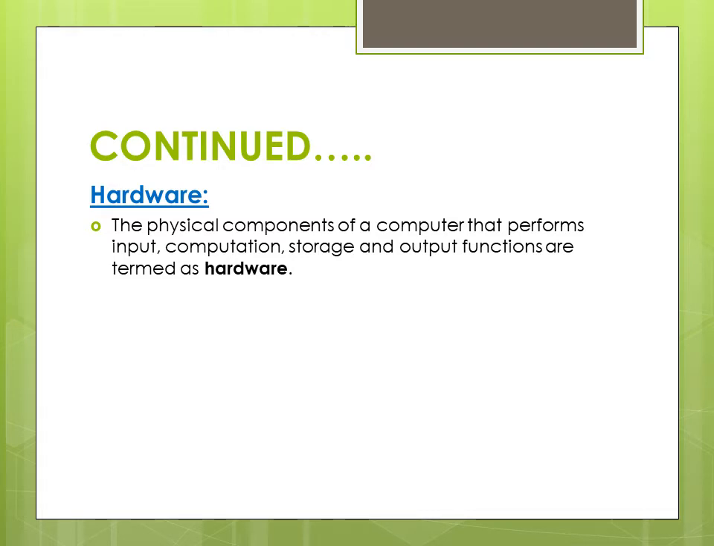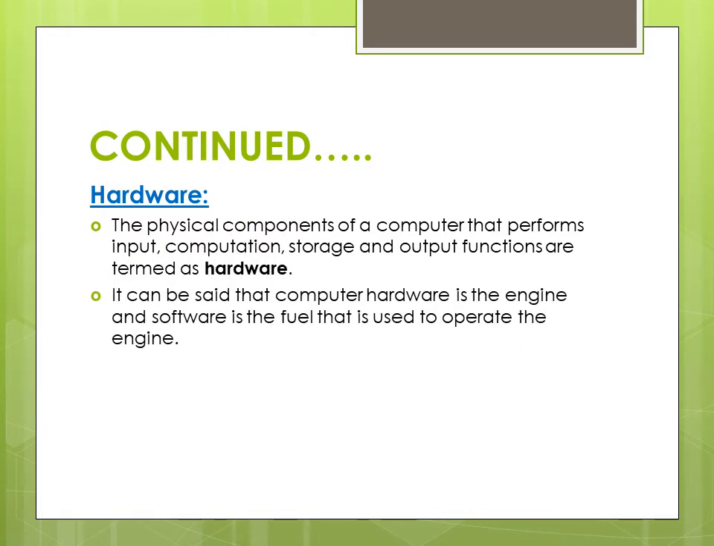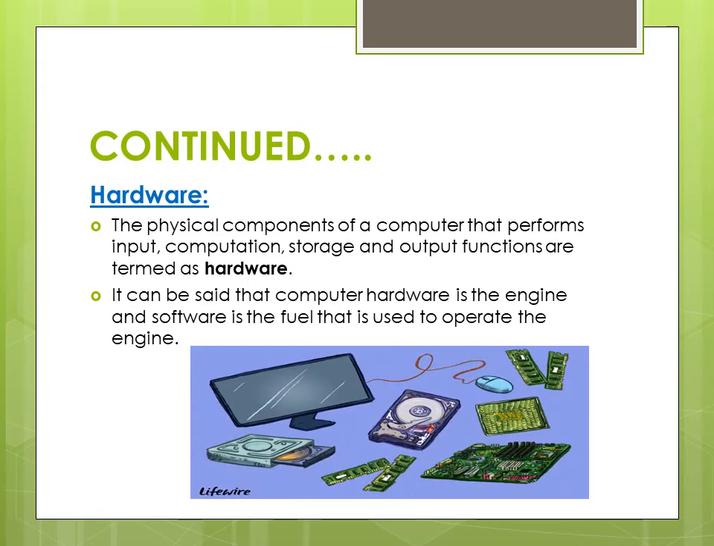Why? They can perform input, and at the same time computation, which means process, and storage. After processing, it may store the result to some location or show it to you in the form of output. It can be said that computer hardware is the engine and software is the fuel that is used to operate the engine. Just as fuel is used to run a car, in the same way software is used to run hardware. Hardware is the engine and software is the fuel. So these two go side by side. Now look at the pictures. This picture has hardware: monitor, CD-ROM, RAM, etc.